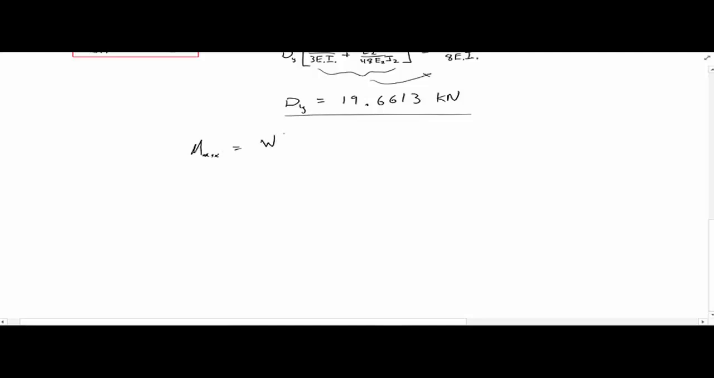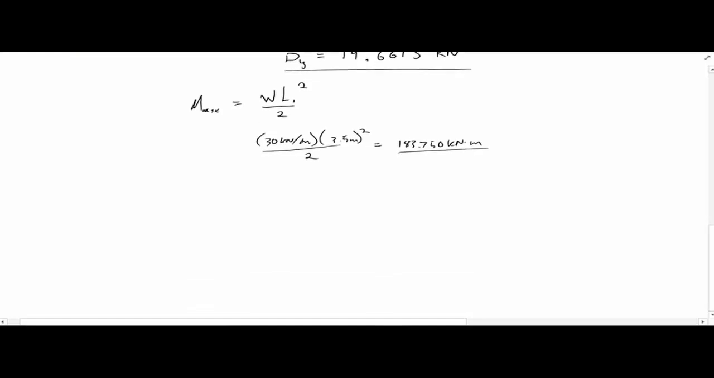Okay, so our max moment with that appendix is going to be, let's say, the distributed load times the length squared over 2, okay? And our distributed load was 30 kilonewtons per meter. And then our length was 3.5 meters, and we'll square that, divided by 2, okay? And then this will equal 183.750 kilonewton meters, okay?